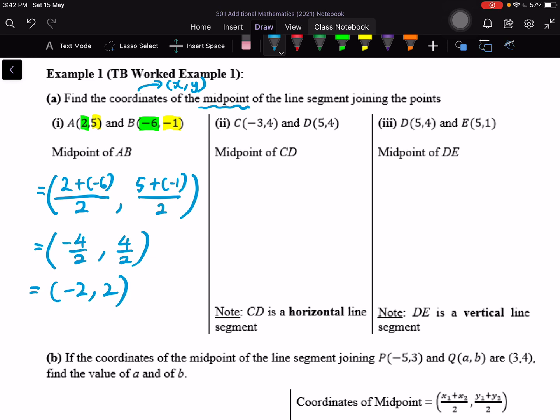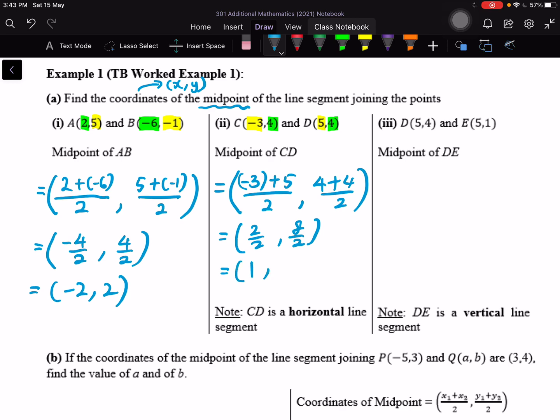Okay, so let's look at part 2. C is given to be (-3, 4) and D to be (5, 4). To find the midpoint, again what we can do is find the average of the x and y coordinates. So once more, the x coordinates are -3 and 5. I put a bracket, -3, plus 5, then you divide by 2. For the y coordinate, 4 and 4. So you can add them up, and then you find the average. You simplify this, you get 2/2, 8/2, and then you get (1, 4).